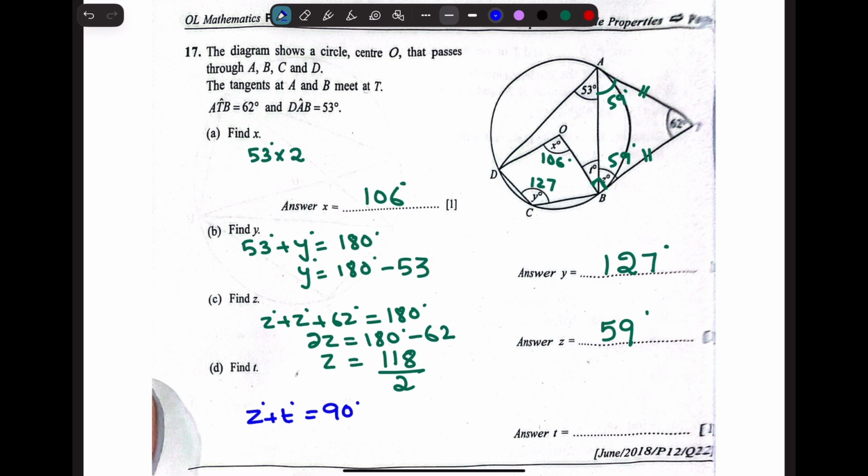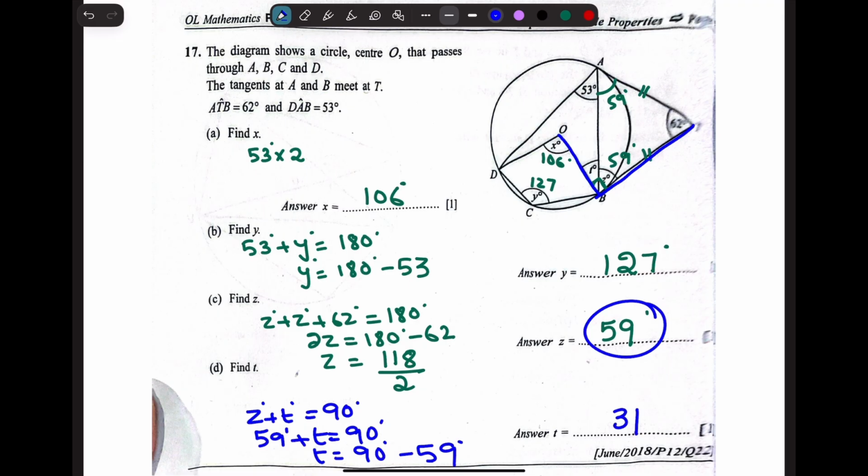So Z plus T is equal to 90 degrees. Why? Because OB is the radius, BT is the tangent. So the radius and tangent meet at a 90-degree angle. So Z plus T is 90. We know that Z is 59. So 59 plus T is equal to 90. T is equal to 90 minus 59. So what is the value of T? 31 degrees.